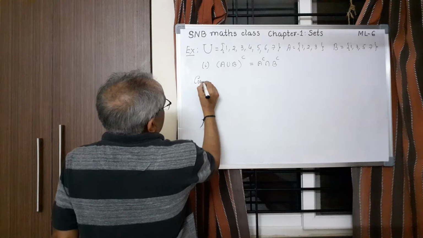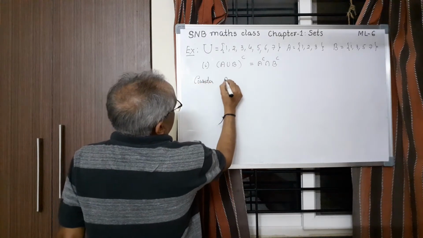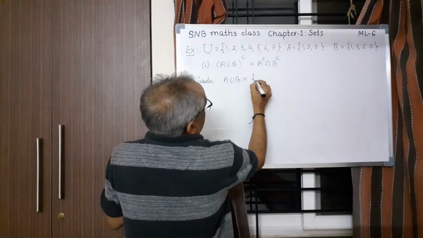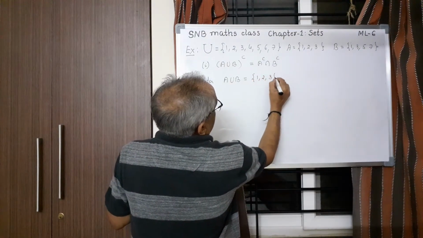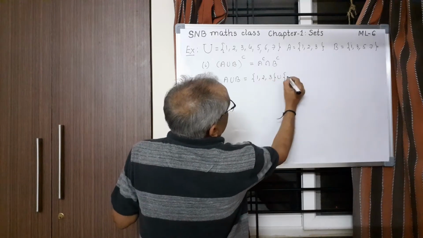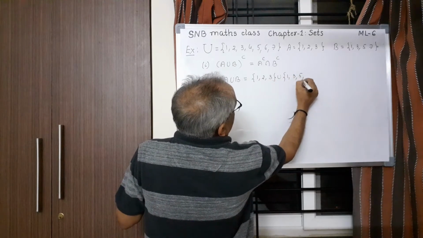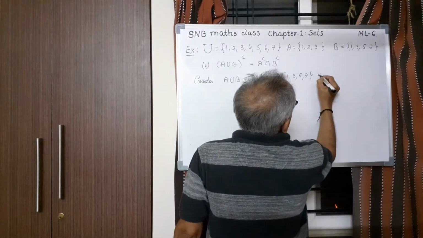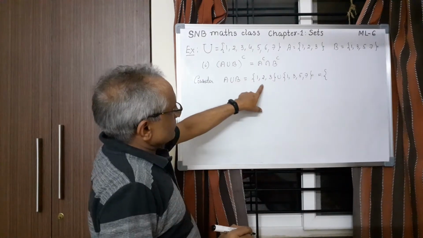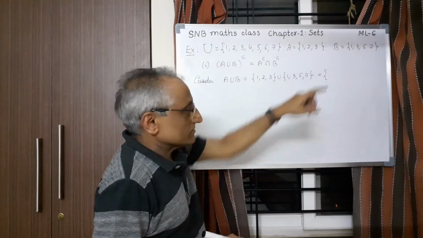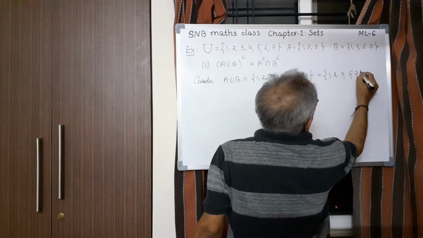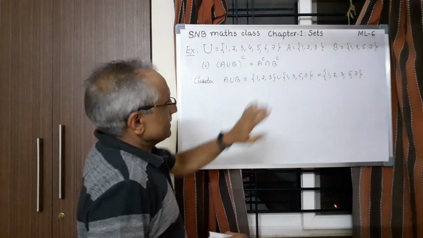Now consider A union B. So A is 1, 2, 3. Then union B is 1, 3, 5, 7. We know how to find the union. So this is the set of all elements. All the elements here we have to write, then the remaining elements, whatever is there, that also we have to write. So 1, then 2, then 3, then 5 and 7. So this is A union B.